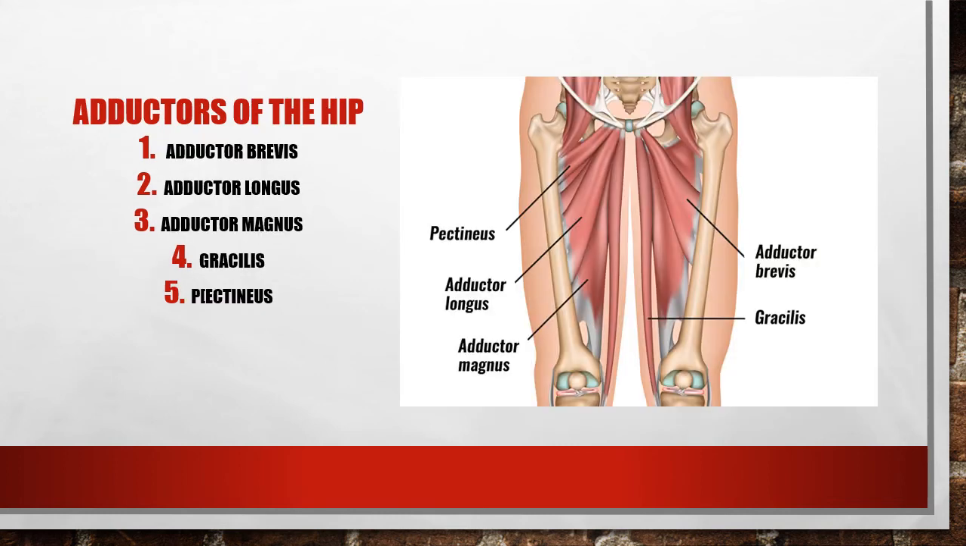And then on the inner thigh, the adductors of the hip are found. And you can see it looks like a webbing there almost, right? Just originating from the medial aspect of the pelvis and inserting into the medial side of the femur are the adductor brevis, longus, and magnus, and the gracilis and the tiny little pectineus.